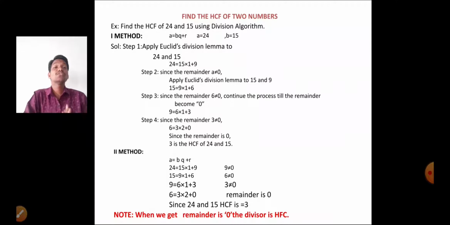So how to identify the HCF? For example, I take here 6 equals 3 into 2 plus 0, 3 2s are 6. So when you get the remainder 0, the divisor is the HCF of the two numbers.